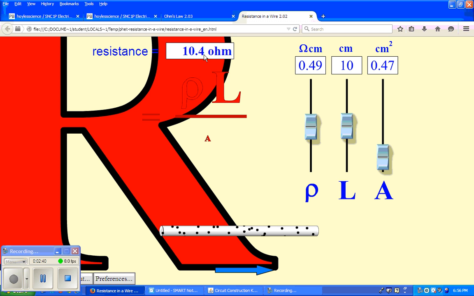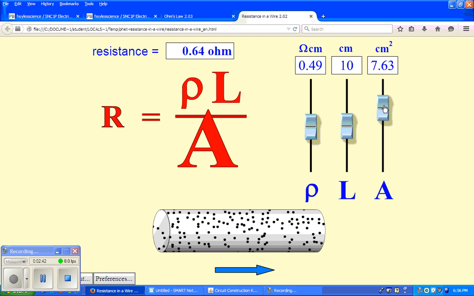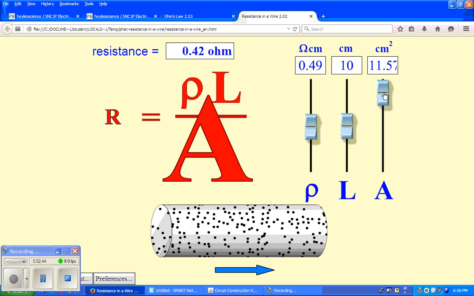Think of you trying to crawl through a very narrow tube. It's going to be difficult. So that's a higher resistance. As I increase the surface area and the thickness of the wire, then the resistance goes down to 0.42 ohms. So resistance and the thinness or thickness of the wire are what's called inversely proportional. As one goes up, the other goes down.